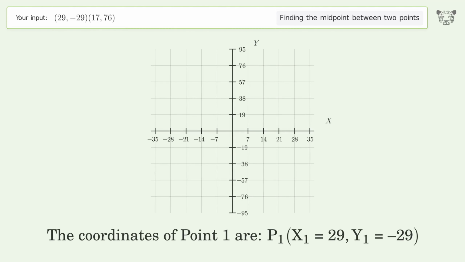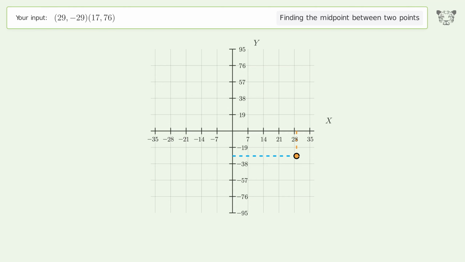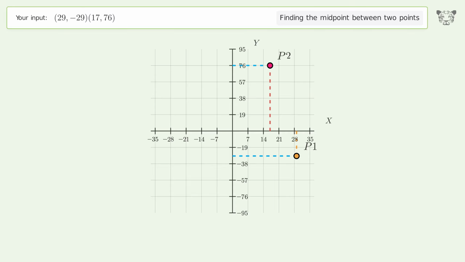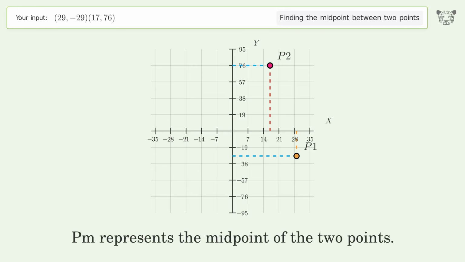The coordinates of point 1 are x1 equals 29, y1 equals negative 29. The coordinates of point 2 are x2 equals 17, y2 equals 76. PM represents the midpoint of the 2 points.